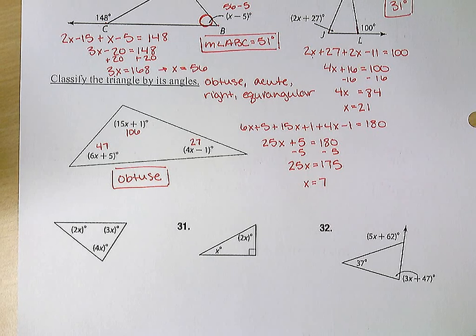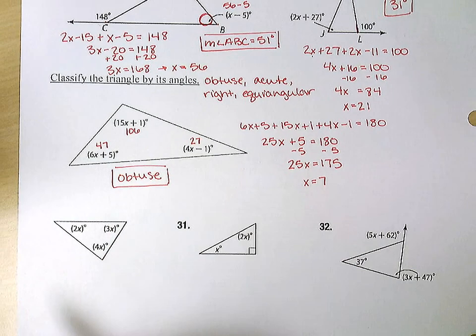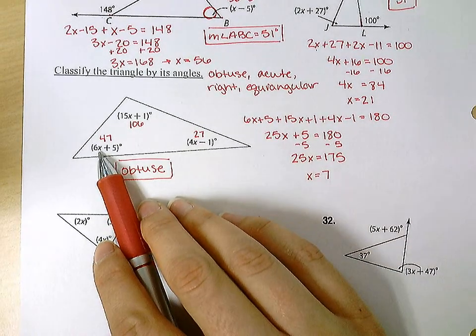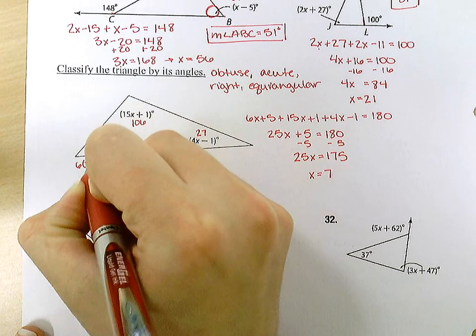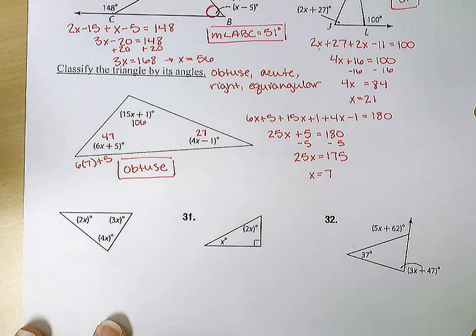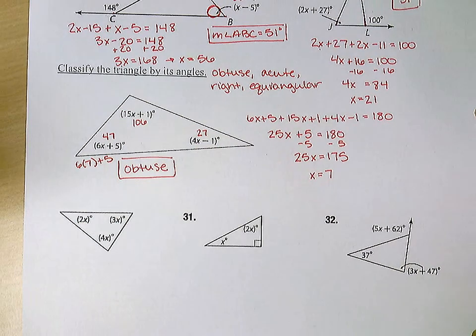Questions on how I did that example? Yep. How'd you get 106? From what? 15 times 7. Oh, how did I get each of these? I plugged 7 in for x. So here I did 6 times 7 plus 5. So I just plugged that 7 in for that x value. And I did that for each one. Other questions?